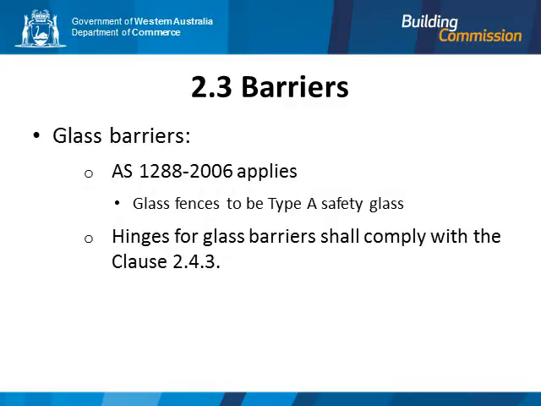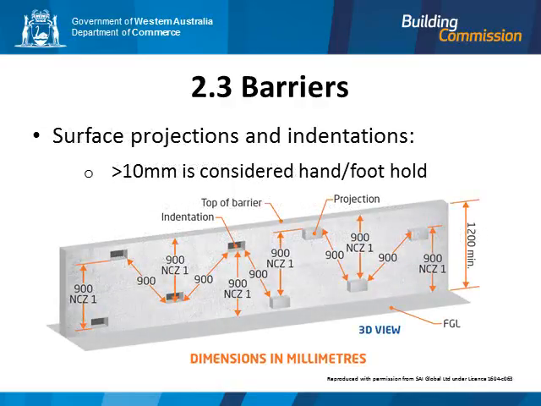The 1993 edition was silent on glass barriers. The 2012 edition specifically addresses them. The standard details that glass barriers are to be compliant with Australian Standard 1288. Generally, glass pool fences need to be Type A safety glass. Indentations, projections or gaps exceeding 10 mm are considered to be a handhold or foothold if located within non-climbable zone 1.